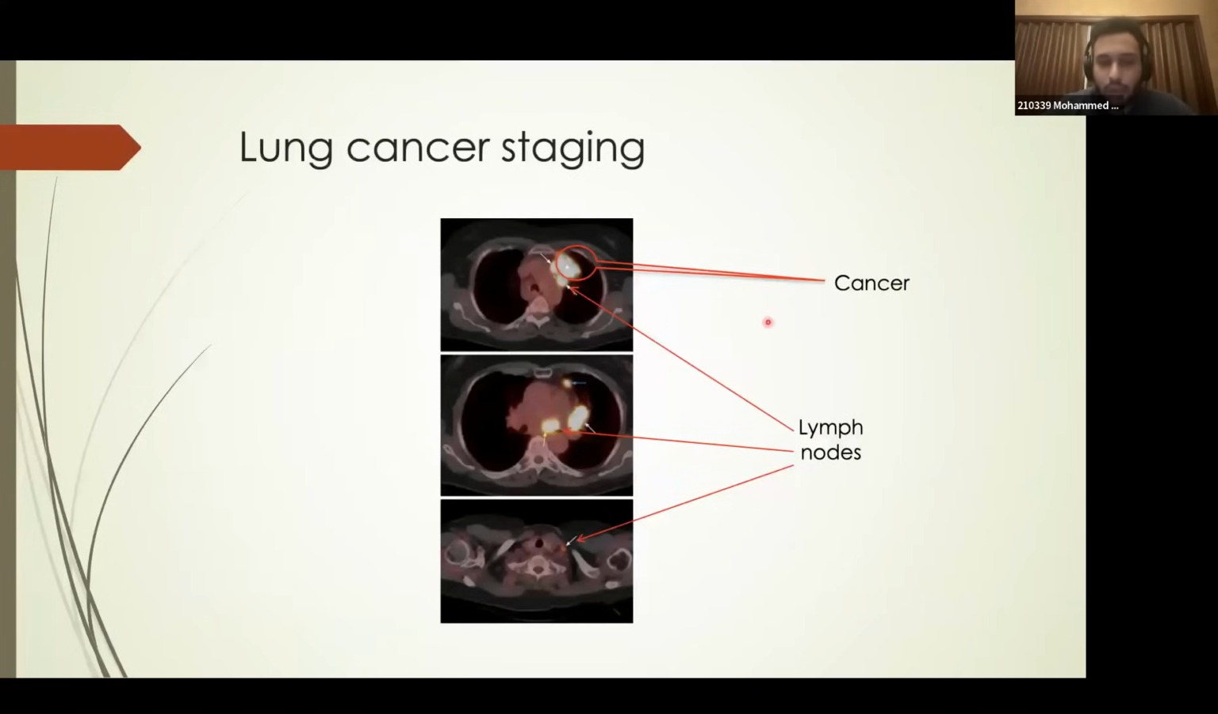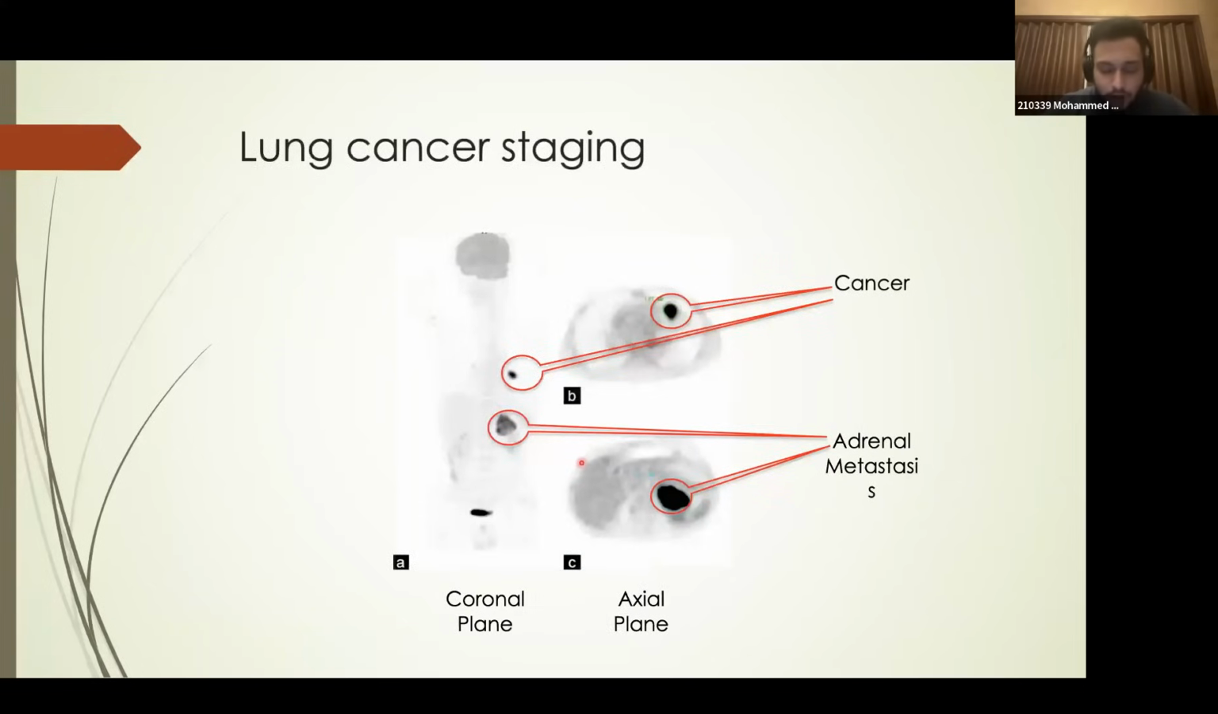And this is just showing you lung cancer. It's the same exact thing that I mentioned. It metastasized to the lymph nodes. You can see hilar lymph nodes, they're active, and so on and so forth. It's spreading to lymph nodes. Now, another thing is, why did they put adrenal here?